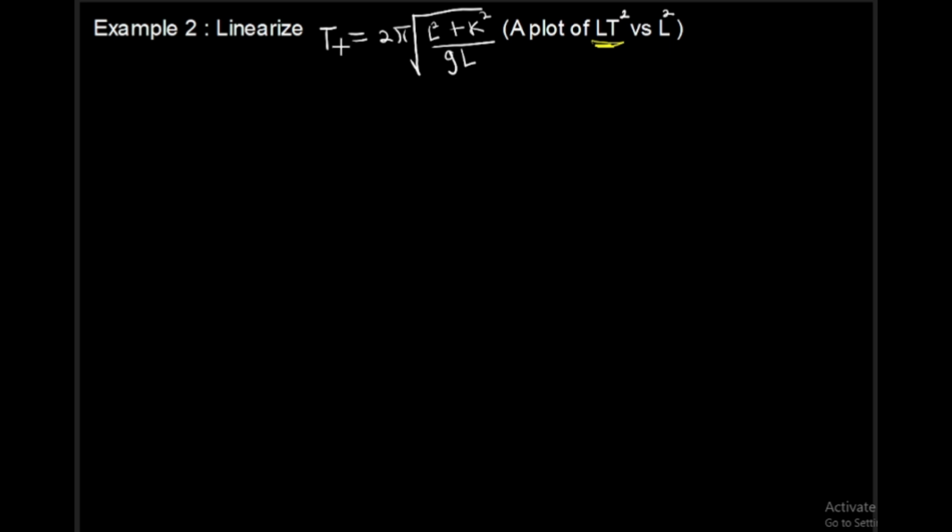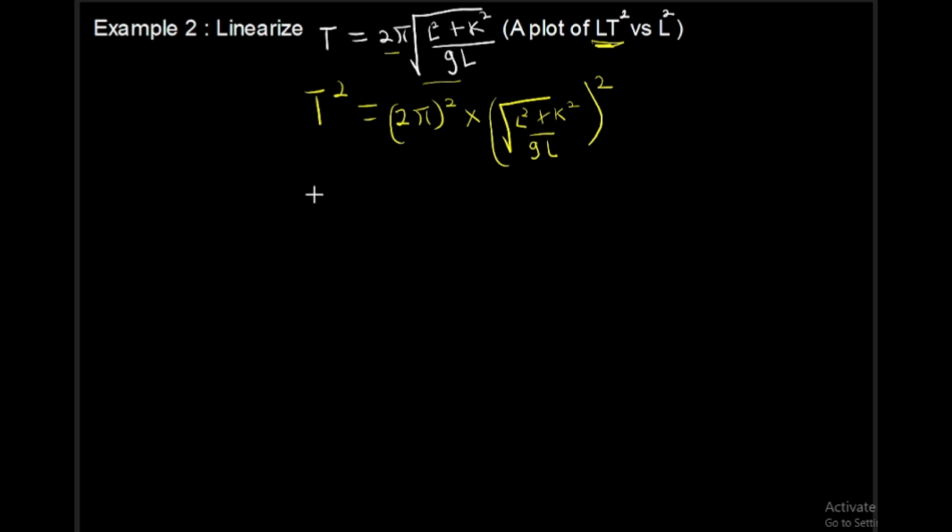We square both sides of the equation. We square the left-hand side, we square the right-hand side. Squaring the left-hand side gives us T squared. Squaring the right-hand side, we have 2 pi, so we square 2 pi first: 2 pi all squared, times the square root of L squared plus K squared all over GL, all squared.